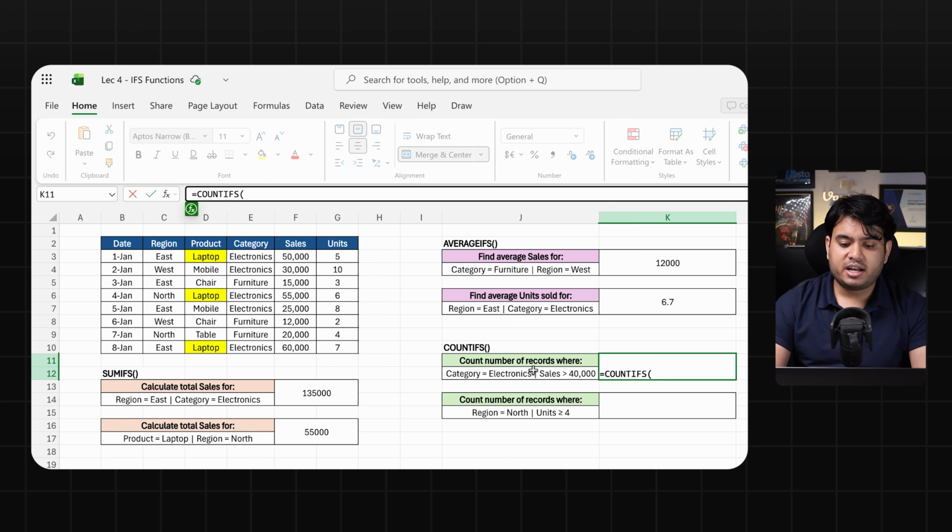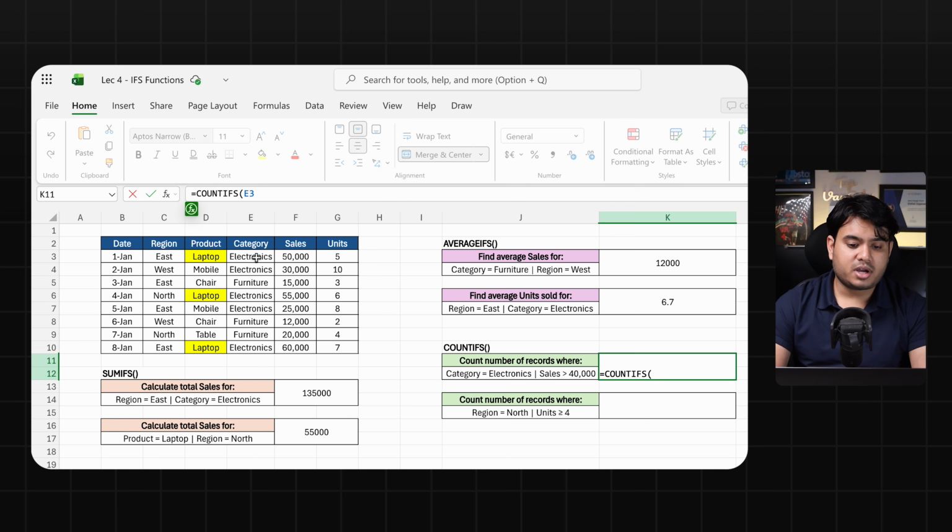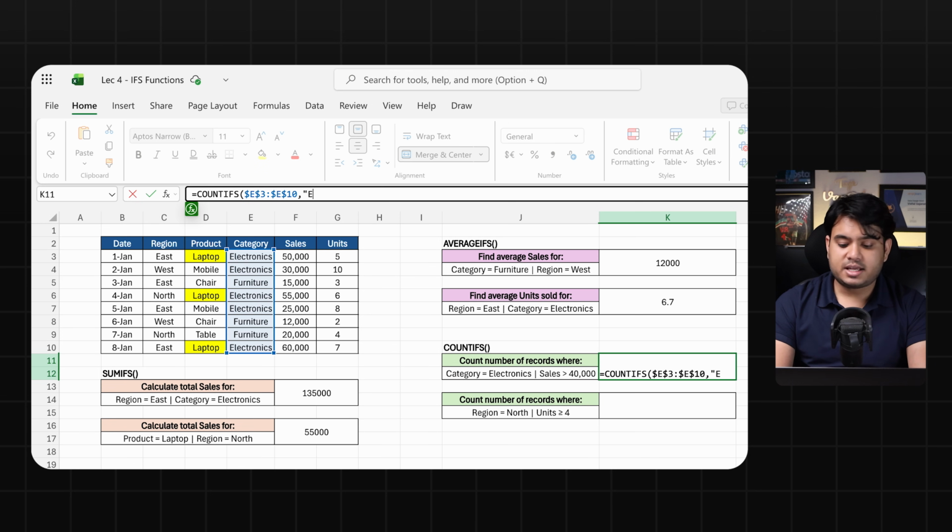COUNTIFS. Our criteria 1 is category should be electronics, so I am selecting the category and locking the cells, and it is asking for electronics. The second criteria is sales, which I'm selecting here. It should be greater than or equal to 40,000. Please remember one thing: first you need to lock the range, then put your criteria 1, then criteria range 2 and criteria 2.